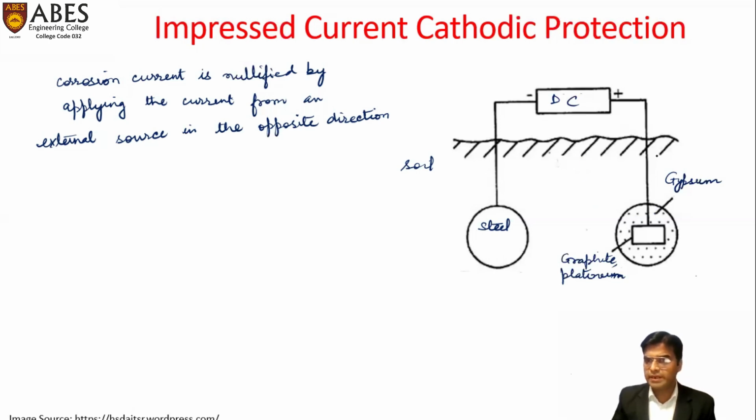So this is connected to the positive terminal of the DC power supply, and negative terminal is connected to the base structure, that is steel. Now, because it is connected to the negative terminal, it works as cathode. And because this steel structure is working as cathode, it will not undergo corrosion. It remains protected.